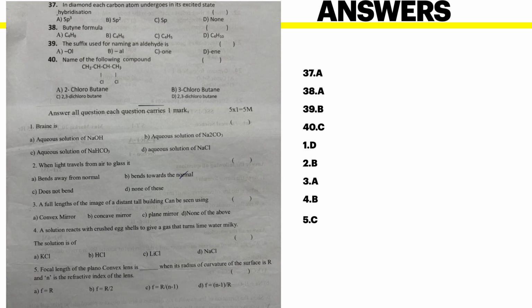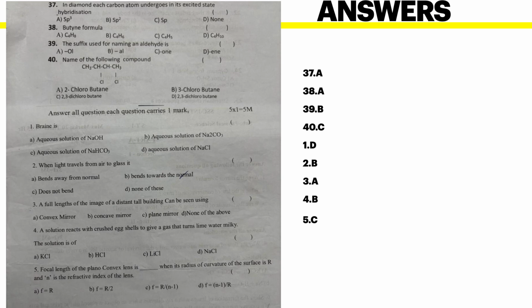So the general formula of alkynes is CnH2n-2. So for 38th, A is the right answer. Next one, see 39th, the suffix used for naming an aldehyde. That is -al. So B is the right answer for 39th. Next one for 48th, name the following compound. As per IUPAC nomenclature, the right answer for the 48th bit is C. That is 2,3-dichlorobutane. So for 48th, 2,3-dichlorobutane, C is the right answer.